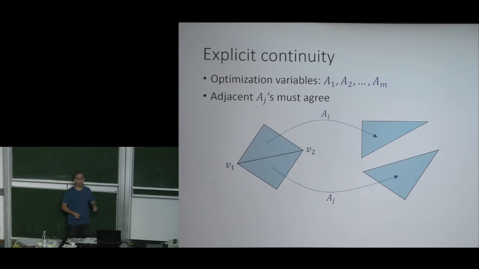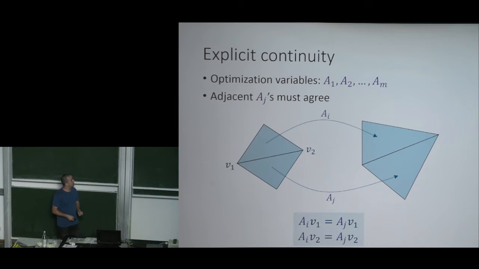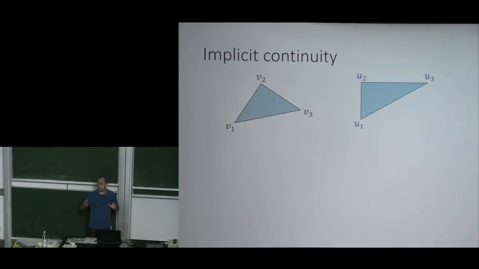What do I mean by that? If I have two adjacent triangles that each undergo a linear transformation, I just want to make sure that the vertices here on the left side are transformed to the same location, like that, right? And this is simply a linear constraint on the new position V of the vertices. So if we take the optimization variables to be the matrices Ai, we simply have to add an additional linear constraint which imposes continuity.